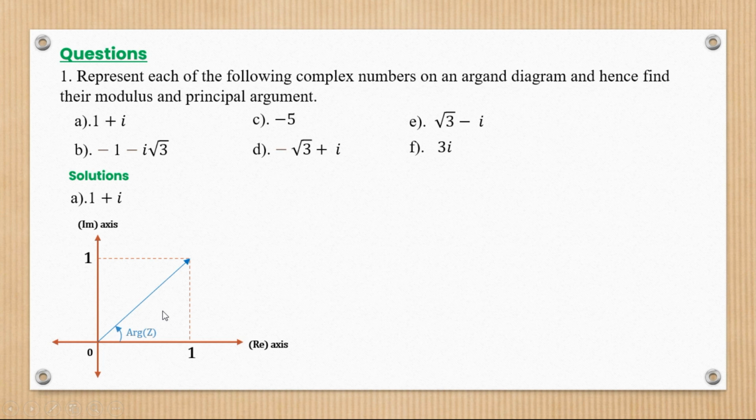Next we're going to put the argument on the diagram. This is where the argument is, or the value of theta. Let's first find the modulus. The modulus is going to be the root of 1 squared plus 1 squared, which is equal to root 2 units. And then argument of z is definitely tan inverse of 1 over 1, of which the answer is 45 degrees. As easy as that.